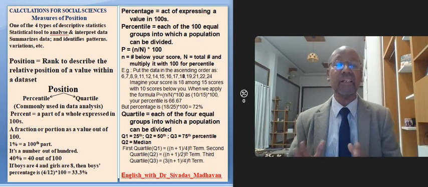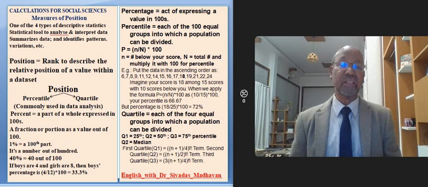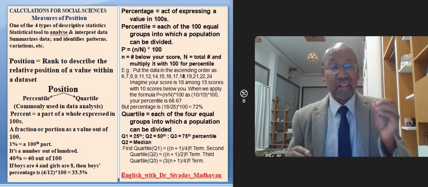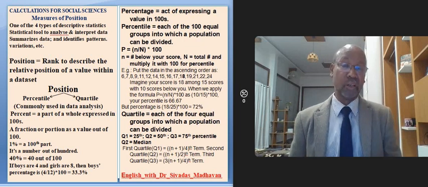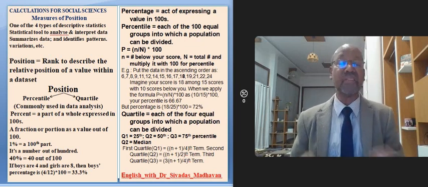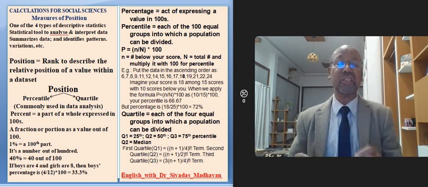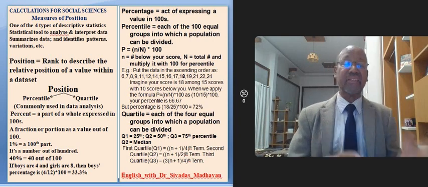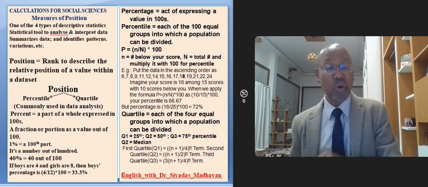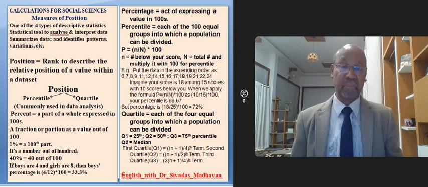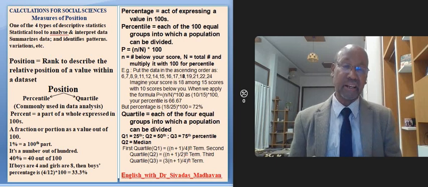The first quartile here will be 25%. Second quartile will be 50%, and that is the median. Second quartile is the median, the mid value. And third quartile will be 75%. Or we can say the second quartile is the difference between the third quartile and the first quartile. Third quartile minus first quartile gives the mid value, the median.